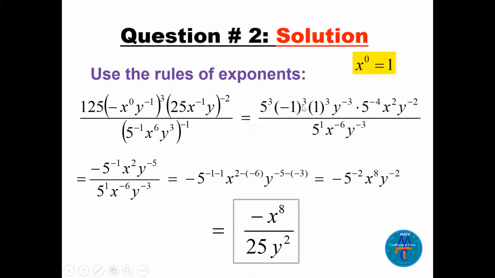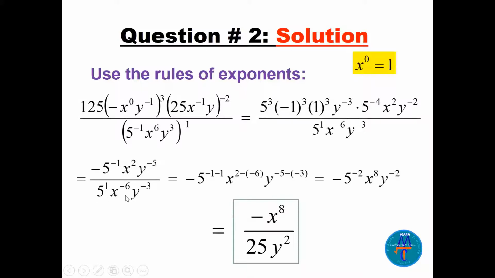Now what do you do? You just take the numbers up in the numerator. If you have the same base, you add. See 5 power 3, 5 power minus 4, you add them, you get 5 power minus 1. From where do we get this minus on the line? From the minus 1 cube. Minus 1 cube means minus 1, minus 1, minus 1, so it's minus. Now x squared, y power minus 5: minus 3, minus 2, you add, minus 5.